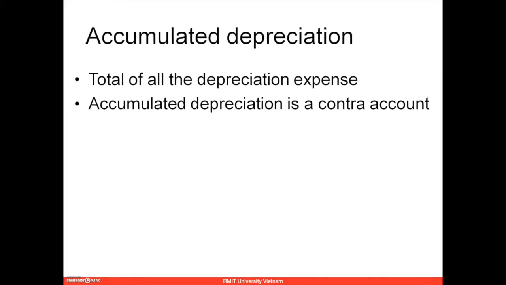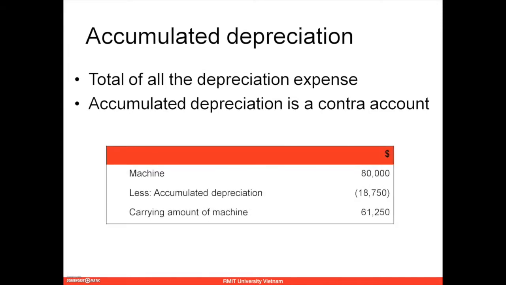In financial statements, the accumulated depreciation account contains the sum total of all the depreciation expense that has been charged against the asset over its life, up to the balance sheet date. The accumulated depreciation account is a contra account, which means that it appears on the balance sheet as a deduction from the original purchase price of an asset.